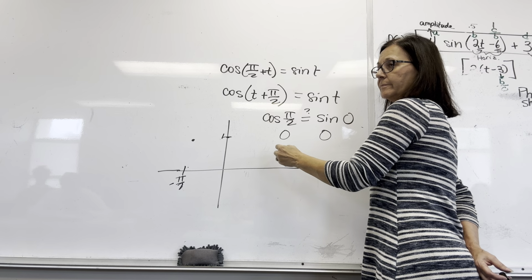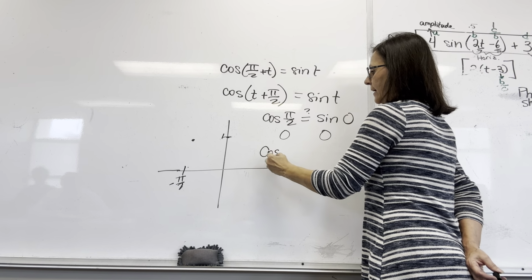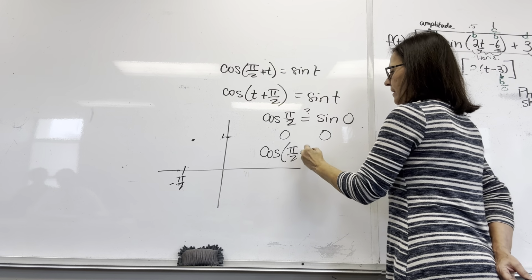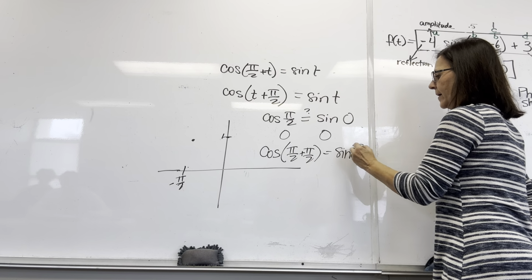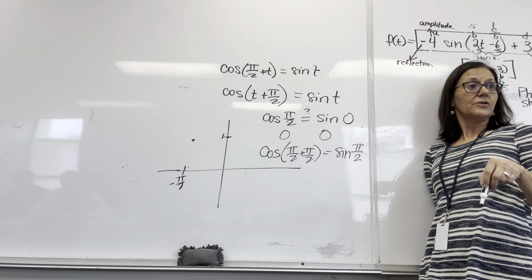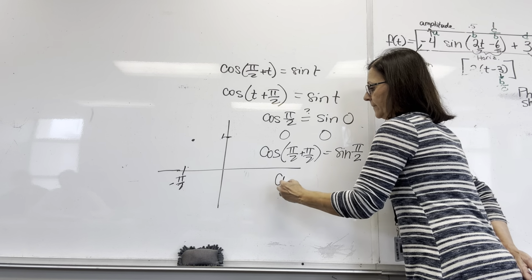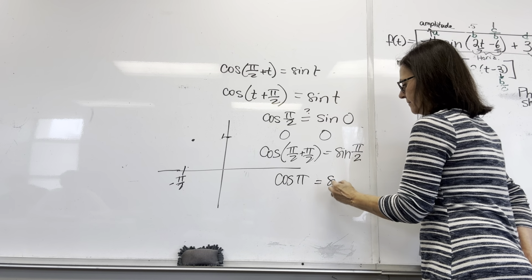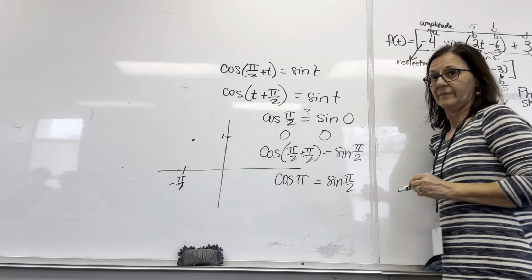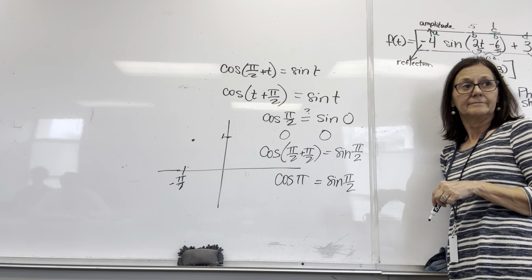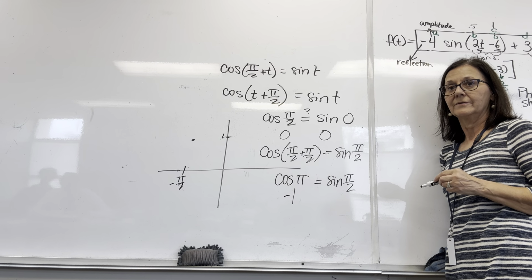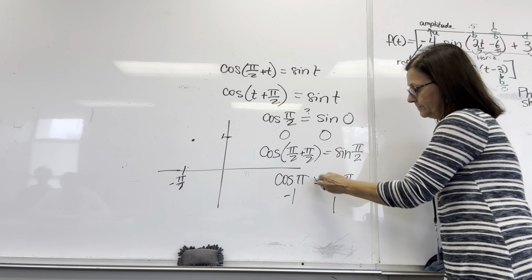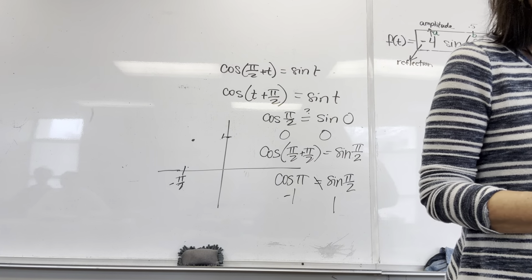So that would be the cosine of pi over 2 plus pi over 2. Does that equal the sine of pi over 2? What's pi over 2 plus pi over 2? 2 pi over 2, which is cosine of pi. Does that equal the sine of pi over 2? What's the cosine of pi? Negative 1. What's the sine of pi over 2? 1. Is it an identity? No. That's how you have to do it.